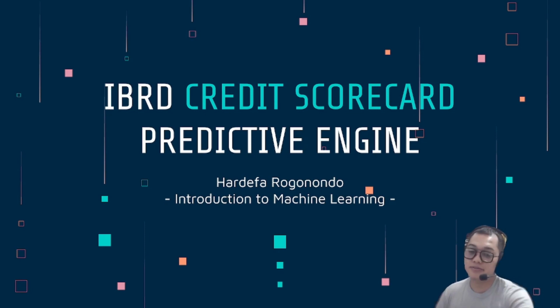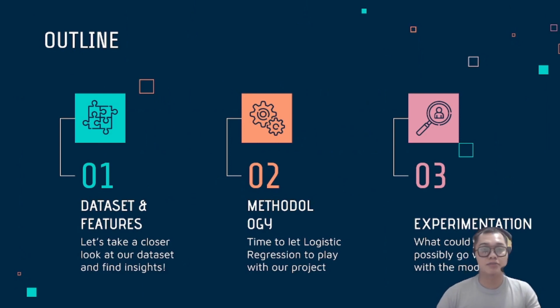And let's start. The outline of this presentation: number one is the dataset and features, where we take a closer look at our datasets and find insights. Number two is the methodology we use in this project, where we learn about the logistic regression used in this project. And number three is the experimentation of the project.